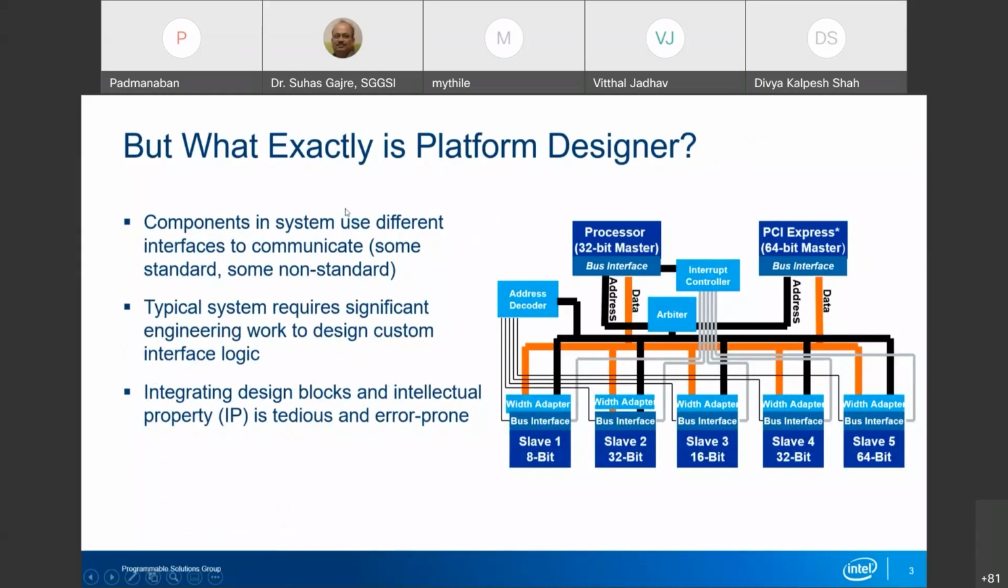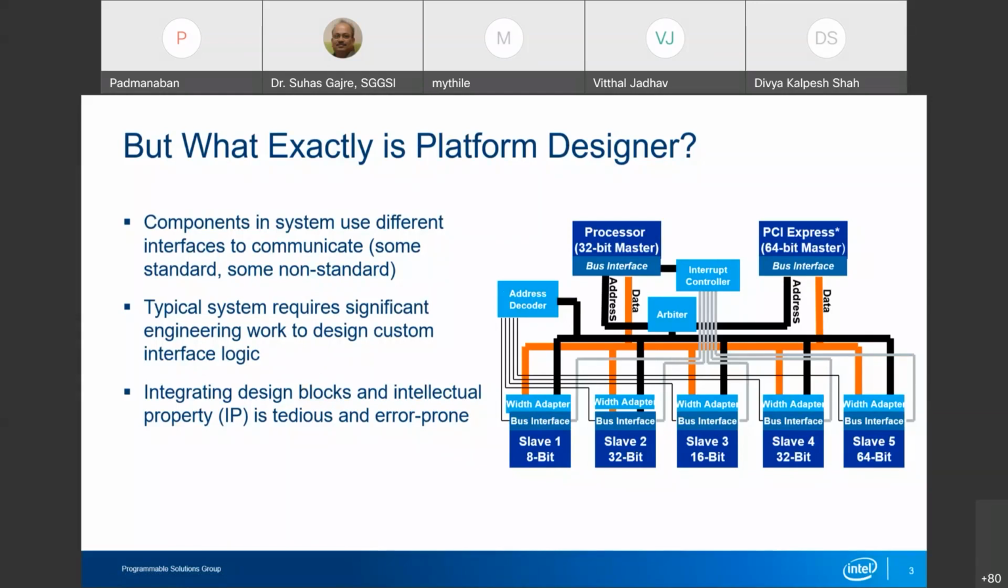What exactly is the platform? Now, when we say components, you will have different sets of interfaces. You can see there are masters, and then there are slaves available, and then there are different bus pages that are available. And now we need to integrate them. So it is very tough for us to integrate the design blocks and intellectual property. Integrating design blocks and intellectual property is always tedious and error-prone.